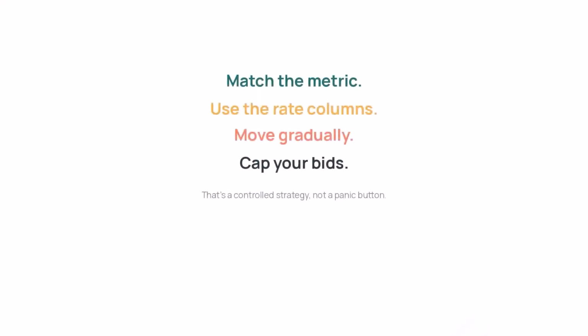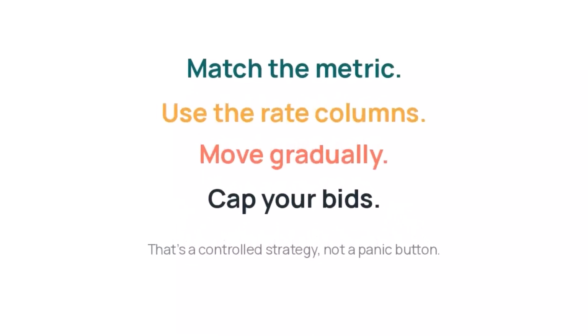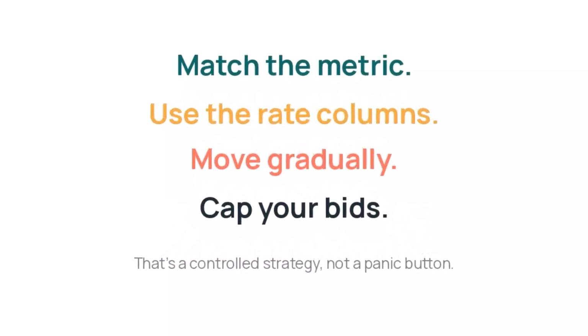Match the metric to the placement. Use the rate column to understand where your current impressions are landing. Move gradually and cap your bids. That's how you use target impression share as a controlled strategy rather than a panic button when the performance starts dropping.